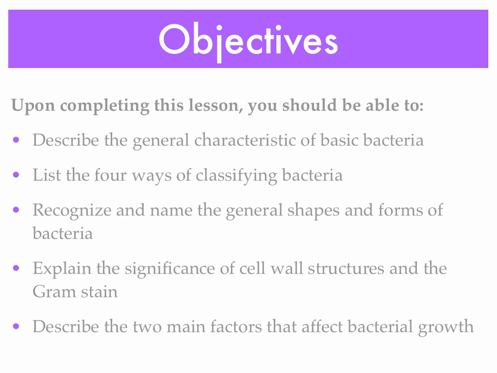After this lesson, you should be able to describe the general characteristics of basic bacteria, list 4 ways of classifying bacteria, recognize and name the general shapes and forms of bacteria, explain the significance of cell wall structures and the gram stain, as well as describe 2 main factors that affect bacterial growth and energy.